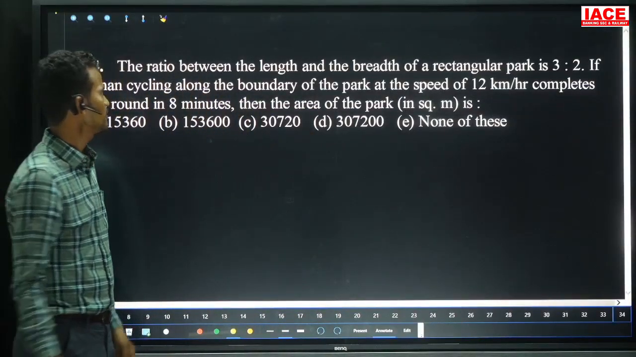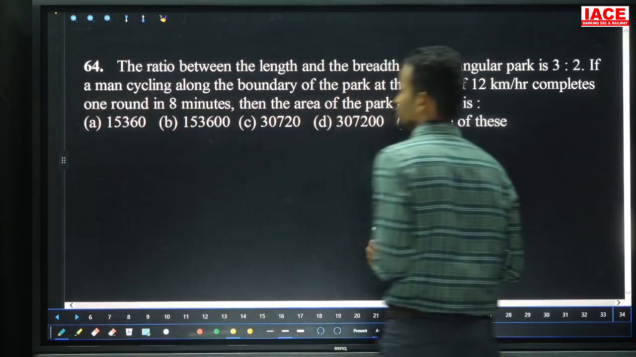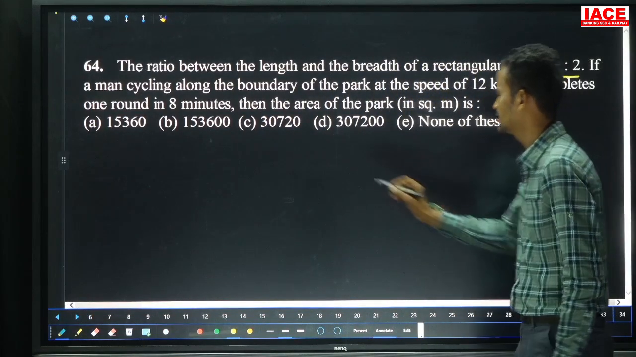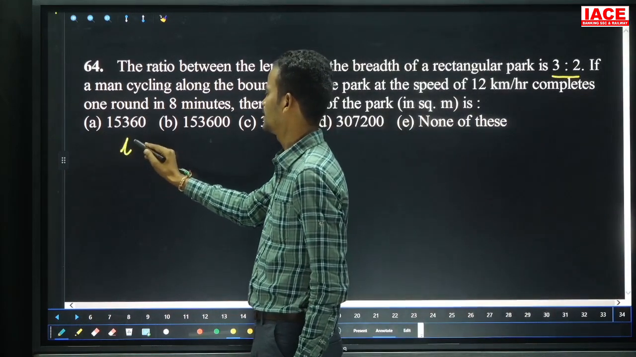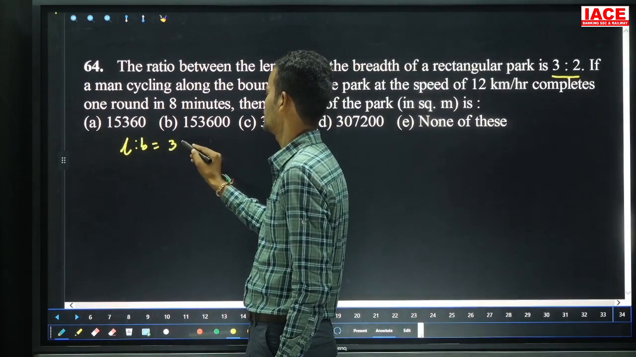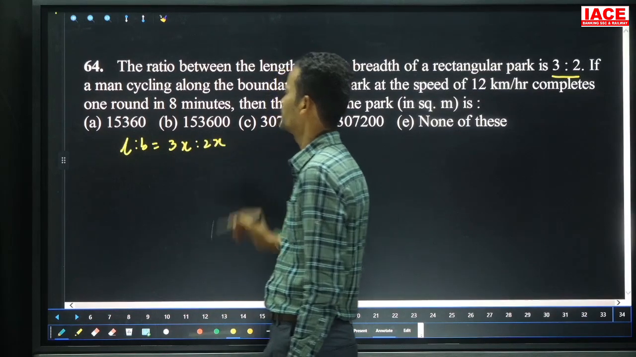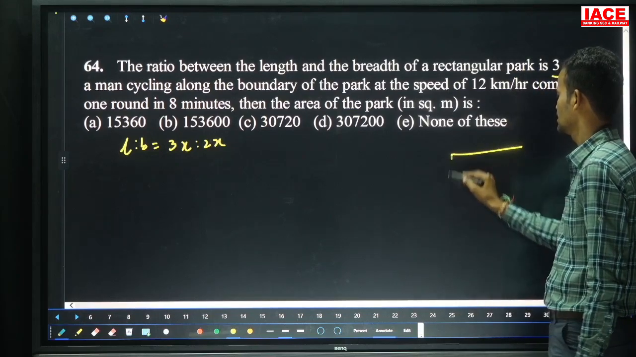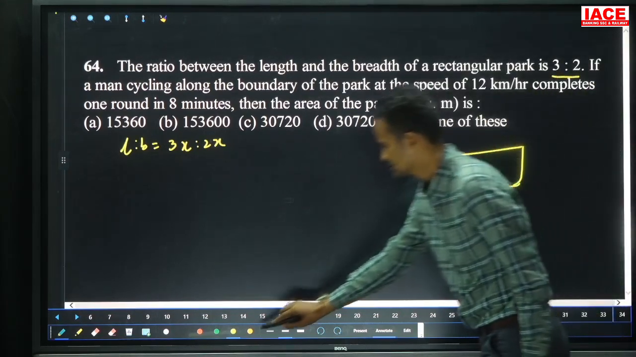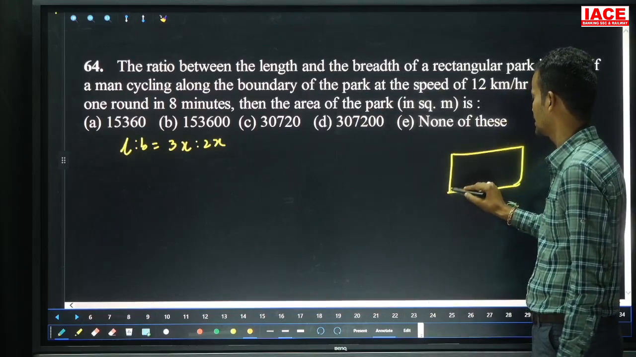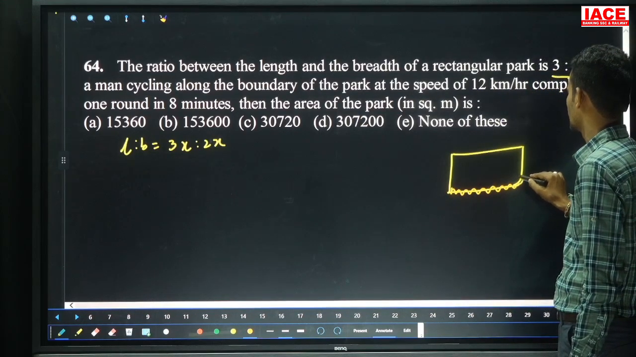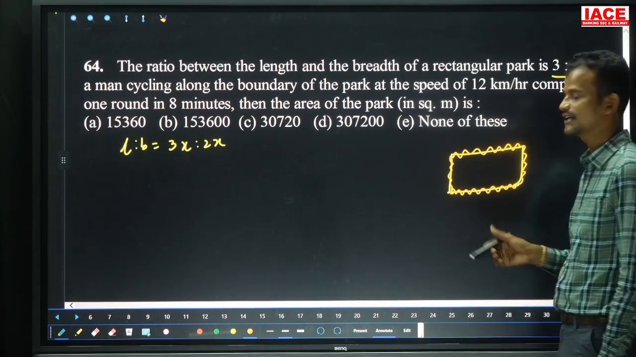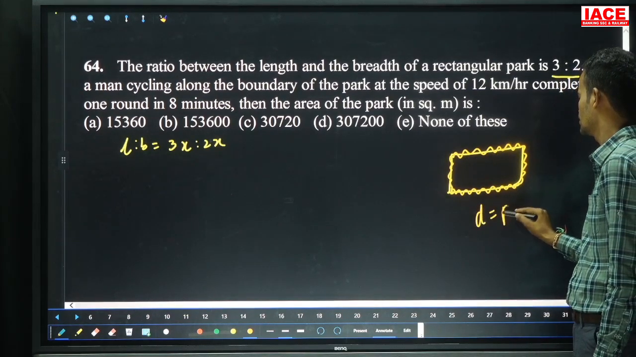See the next question. What is the next question given, sir? The ratio between the length and breadth of a rectangle is 3:2. Length and breadth is given, so I am writing 3x is to 2x. A man is cycling along the boundary of the park. So a person is cycling around a rectangular park. When a person is cycling, he has to cover this total distance, yes or no? So this is the total distance. Here distance is nothing but what, sir? Perimeter. Distance is equal to perimeter.